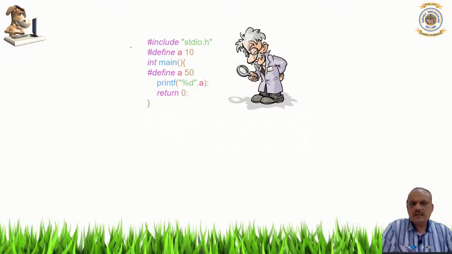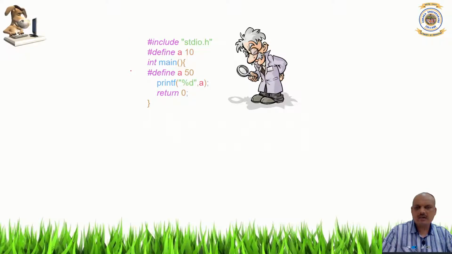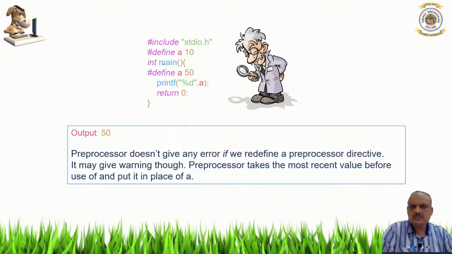Okay guys, here is the second bit of code. Predict the output, compare it with the results that you get, and come back and have a look at the analysis of this code. Here I have a macro defined, #define a 10, and then I have my main function, and inside the main function there's another macro. I use #define a 50, and then I print out the value of a, which is what, 10 or 50?